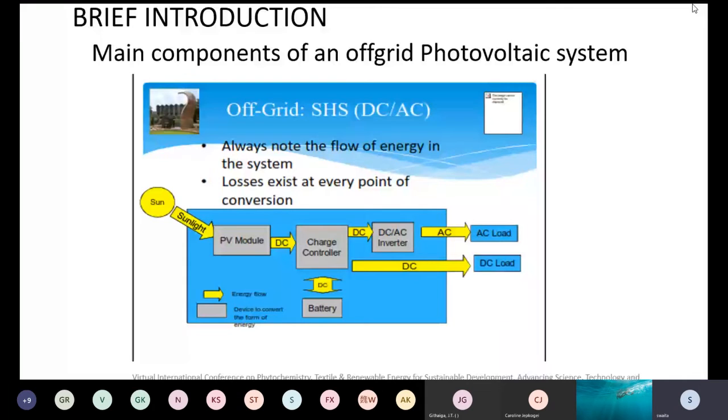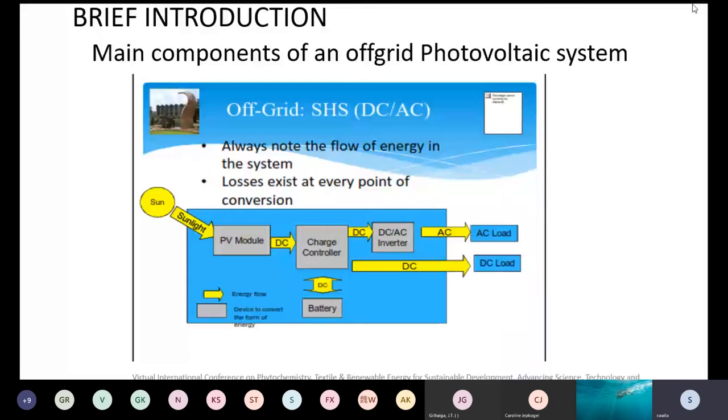Part of the energy goes to the battery for storage, and when needed, it is released from the battery through the charge controller to the inverter if it is an AC load, and directly from the charge controller if it is a DC load.